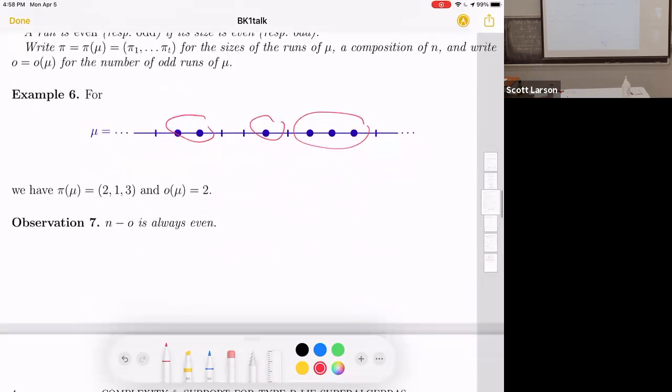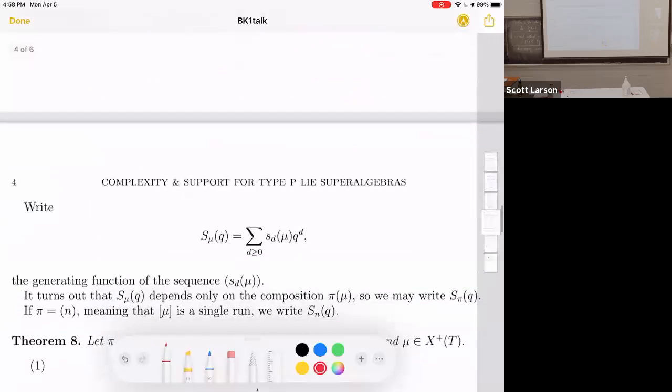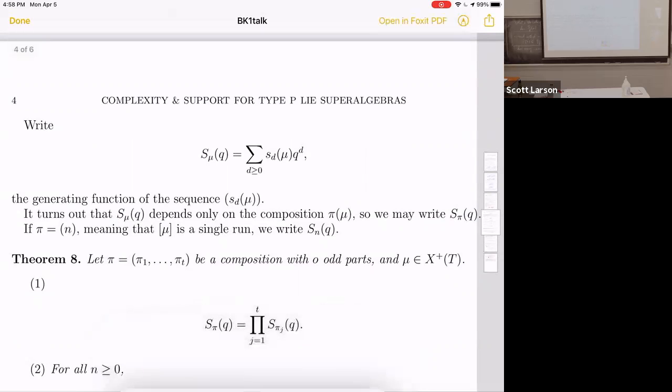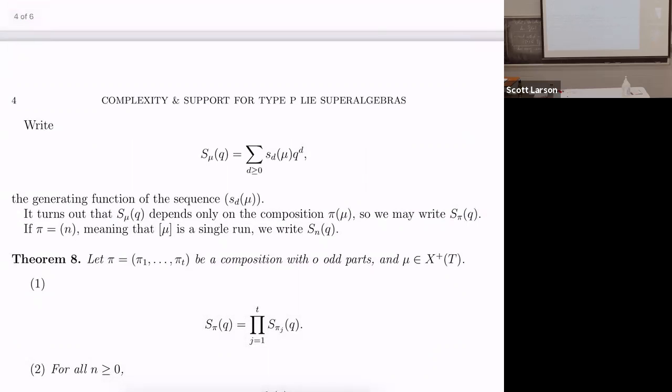And if you're bored and want to do a little homework problem, you can prove that n minus O is always even. Here's the generating function for those number of summands, S sub d of mu. Turns out it only depends on the composition, this pi of mu thing. So I write S sub pi of q sometimes. And if pi is just a single number, n, in other words, mu is a single run, then I'll write S sub n of q.